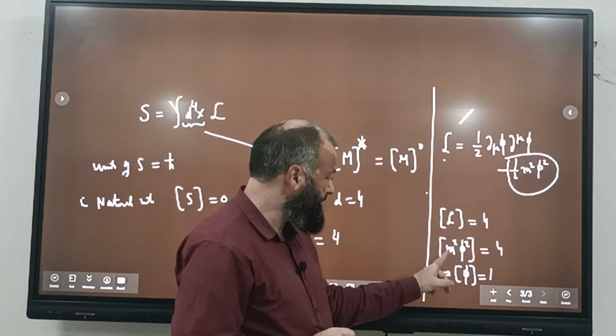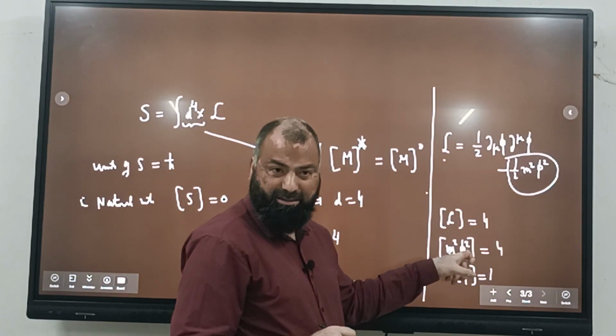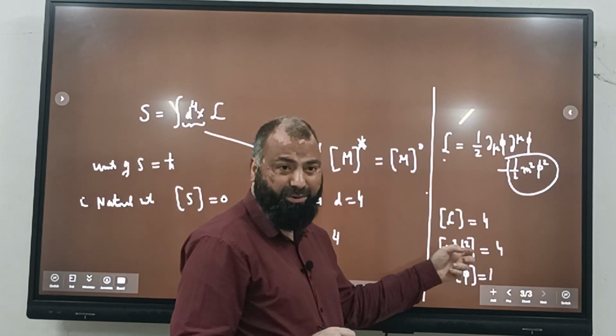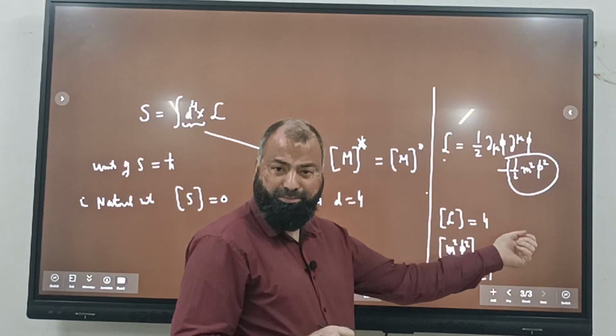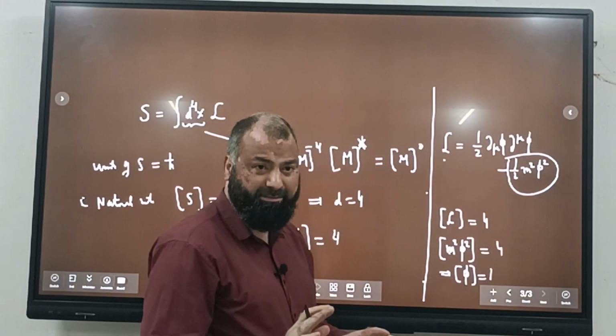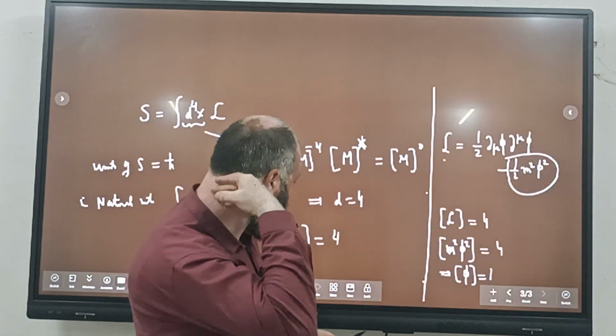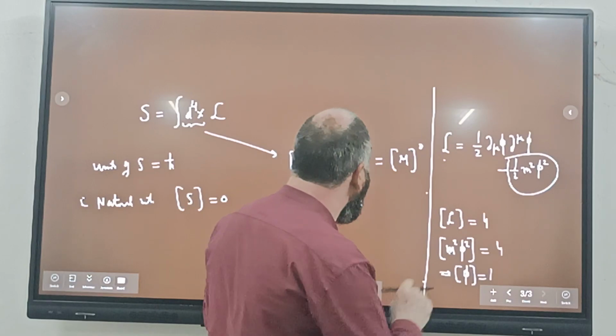Everybody followed? So this is m square, so it will be M raised to 2x. X means the dimension of what? Phi. So solve the equation 2 plus 2x is equal to 4. So you will get x is equal to 1. Got it? Okay.